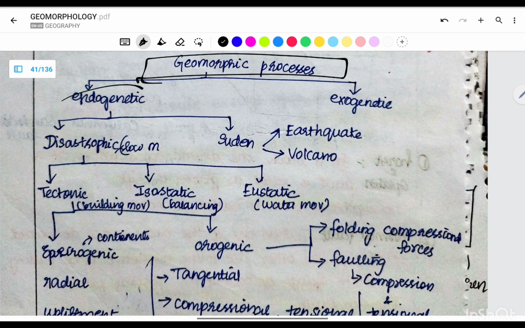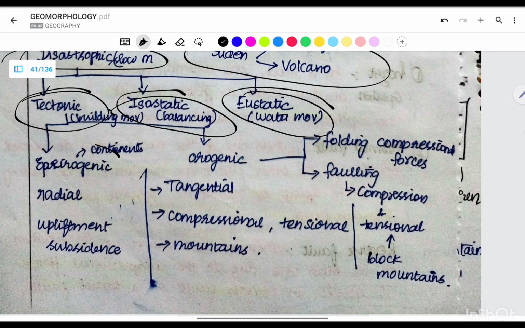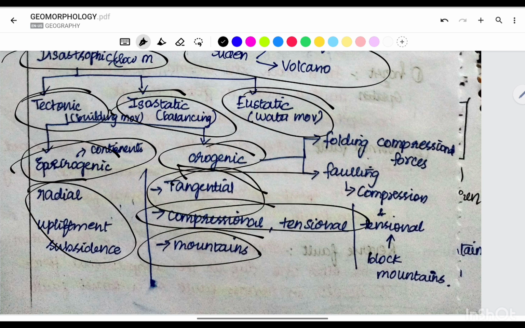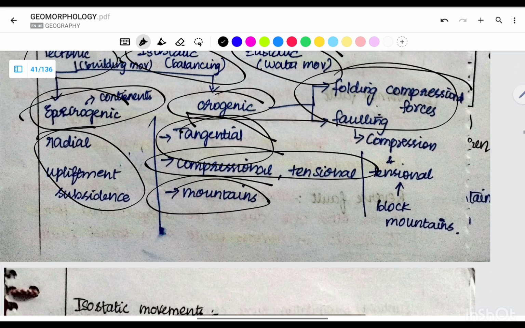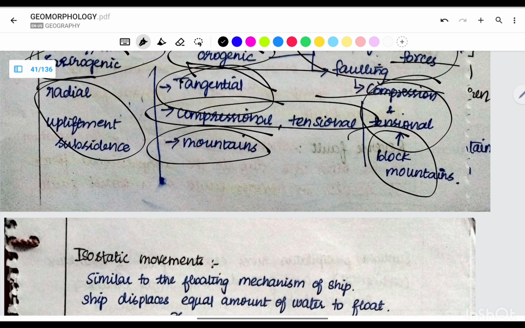Geomorphic processes are endogenetic and exogenetic. Endogenetic is diastrophic and sudden. Tectonic is building movement. Isostatic is balancing. Eustatic is water movement. Epirogenic and orogenic. Radial is upliftment and subsidence. Tangential is compressional and tensional forces. In orogenic, folding is for compressional forces, and faulting is compressional and tensional, which results in the formation of block mountains.